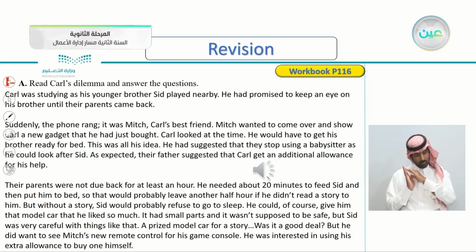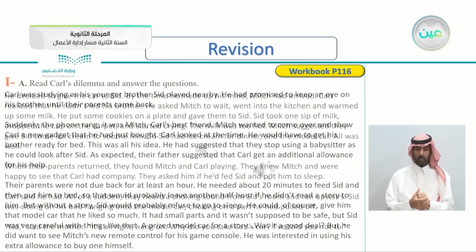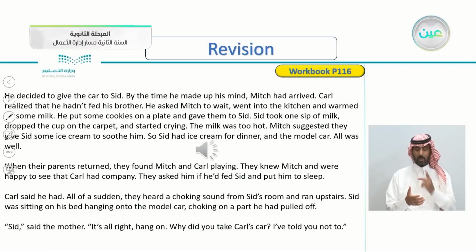He could, of course, give him that model car that he liked so much. It had small parts and it wasn't supposed to be safe, but Sid was very careful with things like that. A prized model car for a story, was it a good deal? But he did want to see Mitch's new remote control for his game console. He was interested in using his extra allowance to buy one himself. He decided to give the car to Sid. By the time he made up his mind, Mitch had arrived.